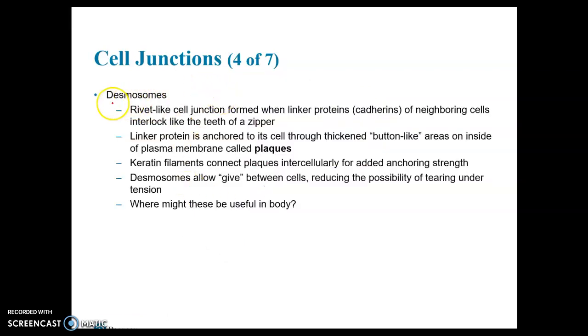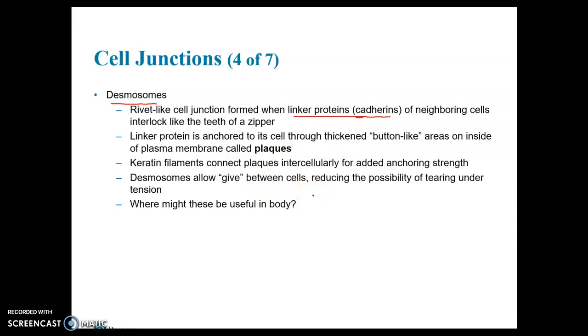And then we have the opposite of tight junctions. It's a junction, but it doesn't form a continuous seal. It's more of a very strong connection in one spot. A lot of times we use the analogy to a spot weld in welding. So it's a button-like connection, but it is very, very strong. And a lot of times the proteins in these desmosomes are called cadherins. And they interlock like the teeth of a zipper. Desmosomes allow give between cells, reducing the possibility of tearing under tension.